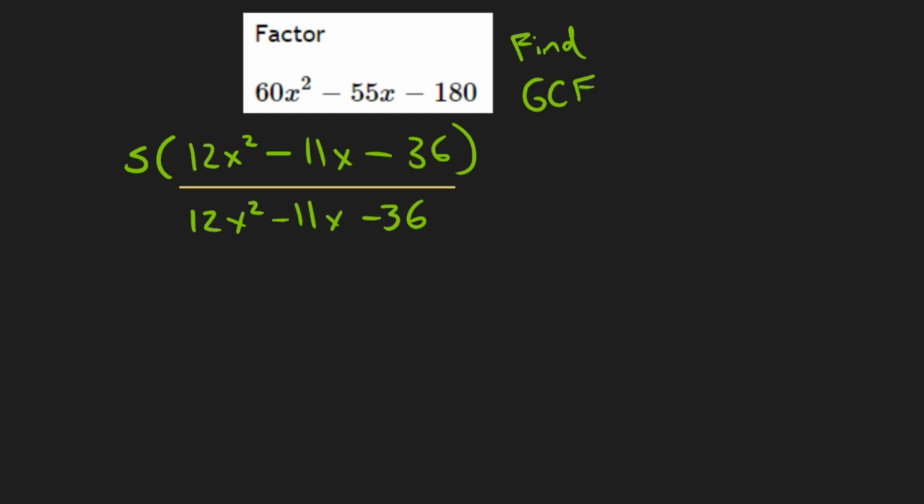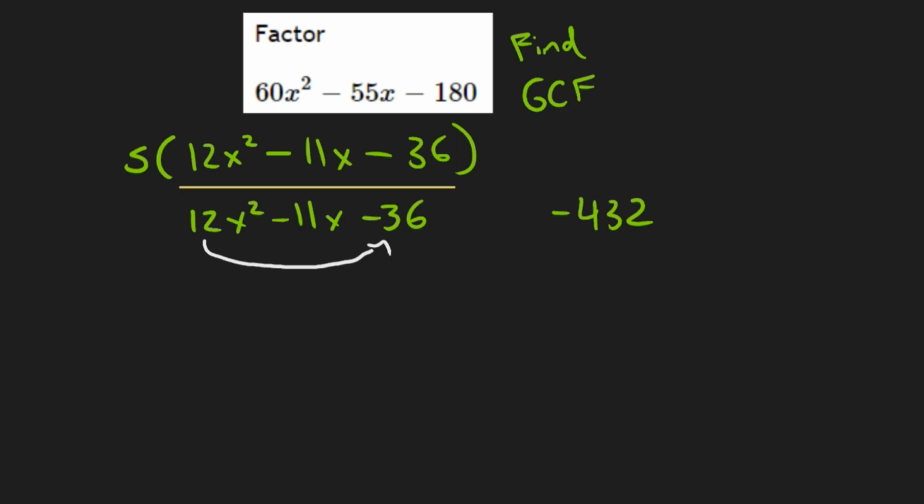So what you do is you multiply this coefficient in front by this coefficient here. So that would make negative 432. And now what you do is you look for two numbers that multiply each other to make negative 432, but also add up to negative 11.